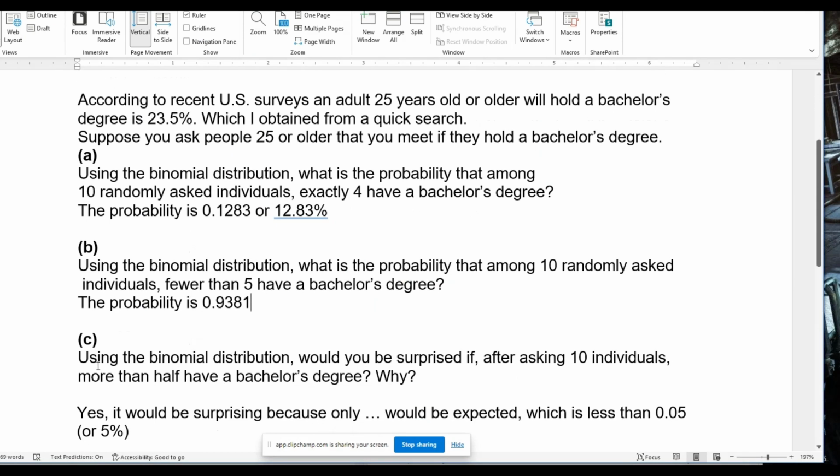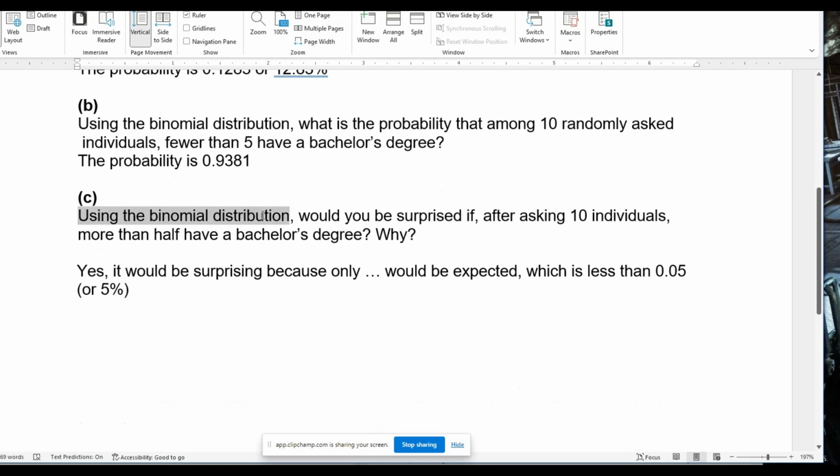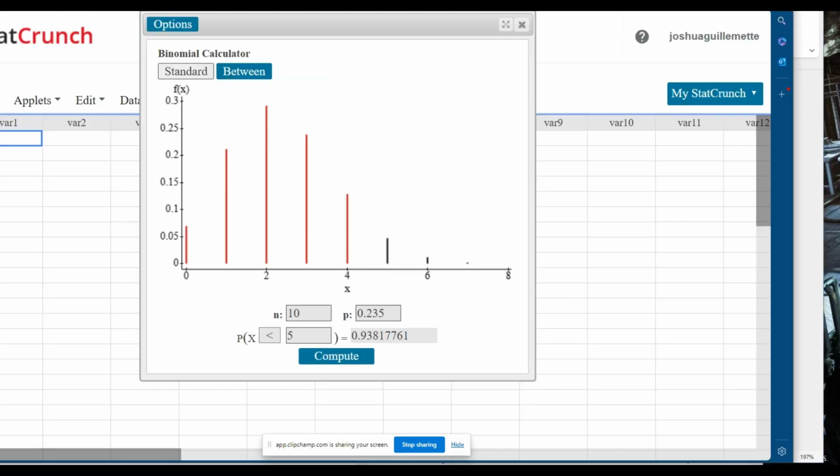Now, what if we ask the reverse? Okay, using the binomial distribution, would it be surprising if after asking 10 individuals, more than half have a bachelor's degree? Now, more than means strictly greater than half, which would be 5, right? So I'm going to go ahead over here and I'm going to switch this to the other direction, greater than 5. And now greater than 5 is the 6, 7, 8. See how small that red is? That means there's very little happening over there. So you're going to get less than 1.5% of groups of 10 with 6 or more bachelor's degrees, right?